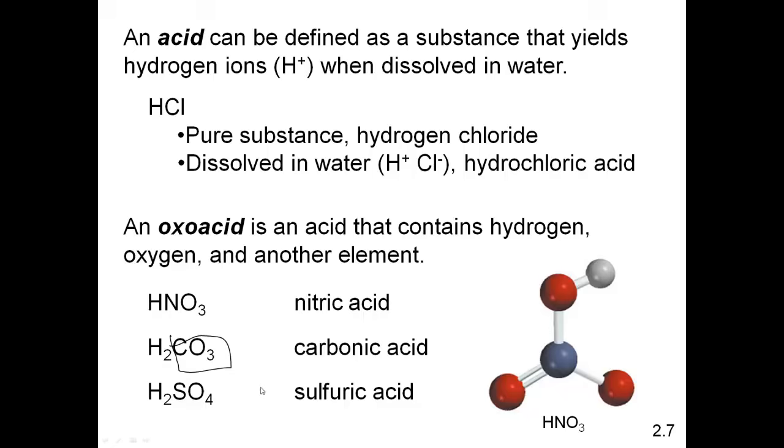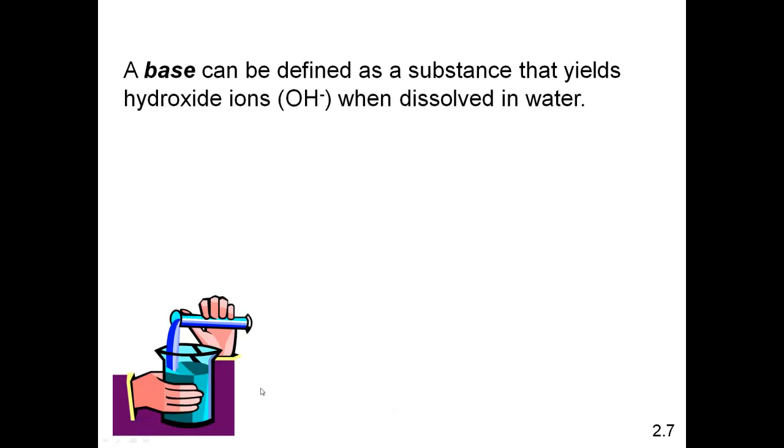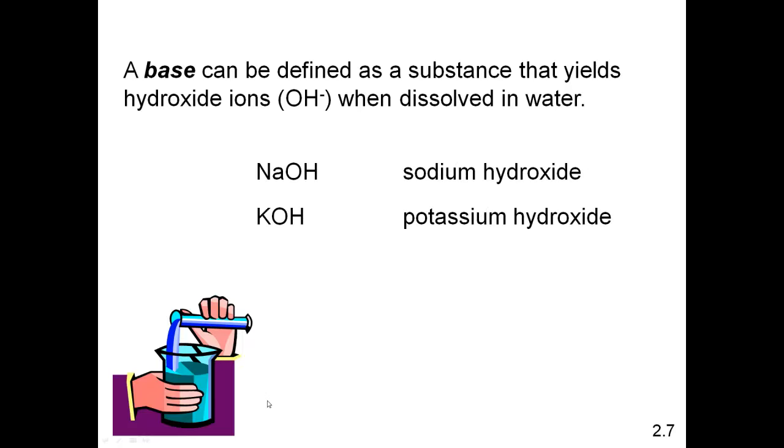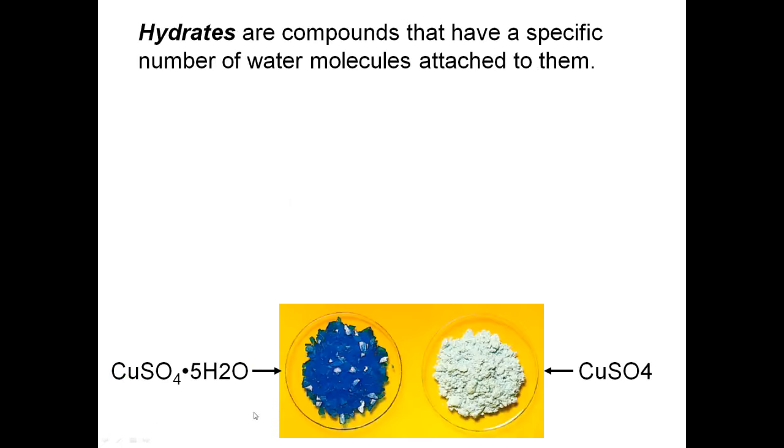All right, almost our last slide. A base can be defined as a substance that yields hydroxide ions when dissolved in water. And these are pretty much alkali metals and alkaline earth metals for the most part. So sodium hydroxide, potassium hydroxide, barium hydroxide. And then lastly, hydrates are compounds that have a specific number of water molecules attached to them.